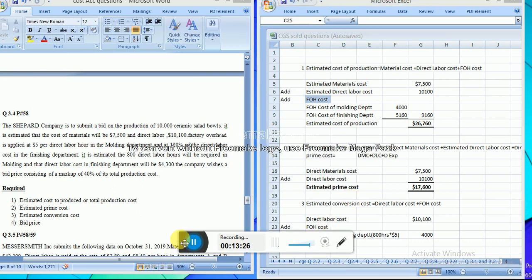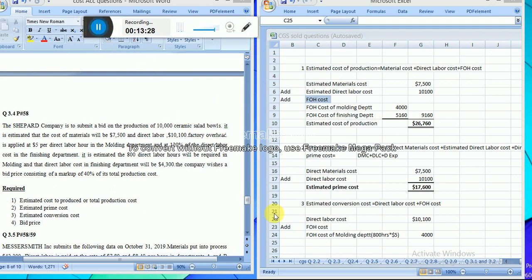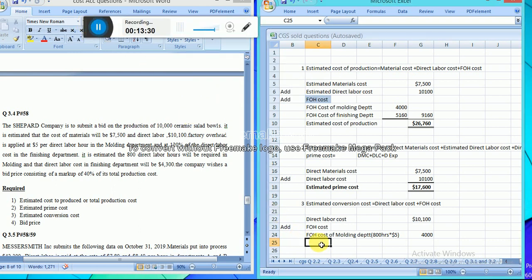So factory overhead in the finishing department, that is the factory overhead cost of the finishing department. Look at 120% multiplied by how much direct labor cost has taken place in the finishing department.